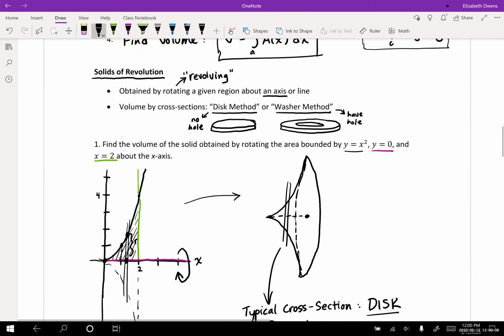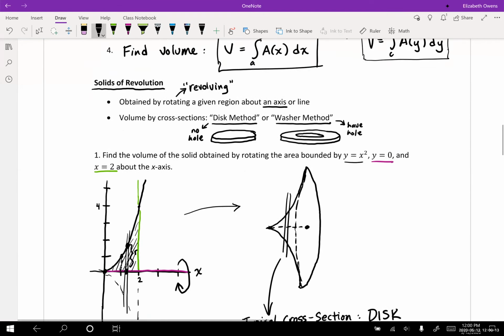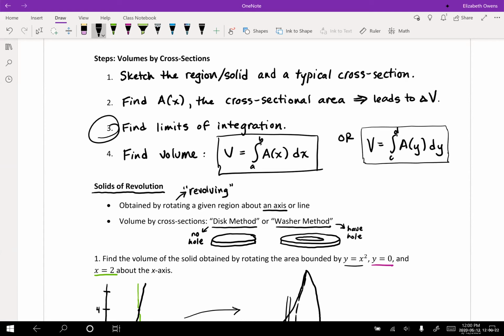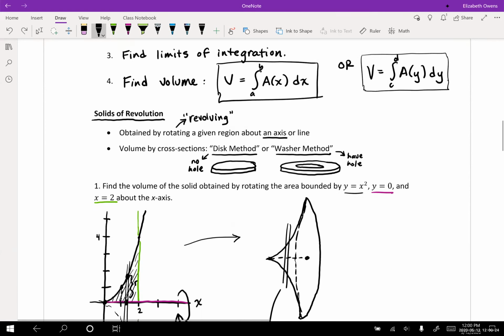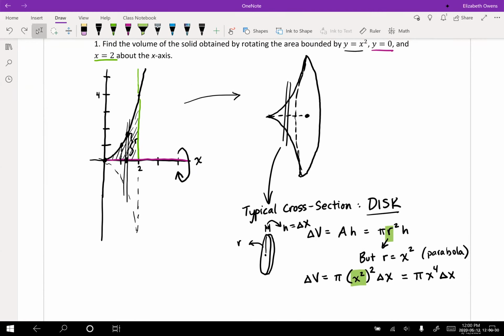Let's see what we were going to do next. We just did step 2. We found the cross-sectional area by doing that pi r squared, and that led us to delta v. Step 3 is to find our limits of integration. So what x values are we going to integrate across? What's our smallest x value and largest? Yep, Brandon's on it again. We're going to go from 0 to 2. Nice. So limits are x equals 0 to 2, because that's the full area that made our horn shape.